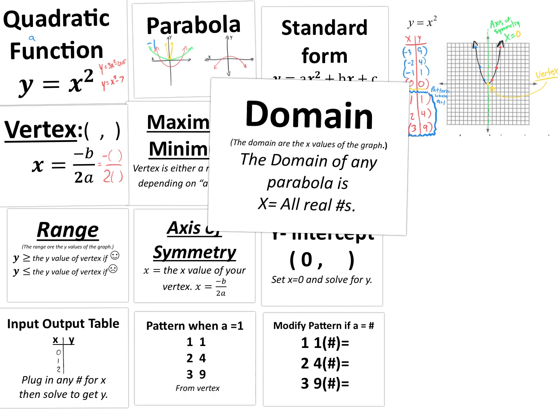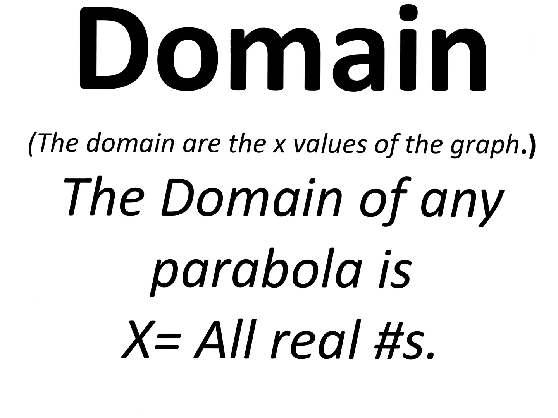The domain are the x values of your graph. It doesn't matter what kind of graph it is, in this case parabolas. The domain of any parabola, in this case, are your x values, and the domain of any parabola is going to be x equals all real numbers. It doesn't matter if the parabola opens up or if it opens down, if it's wide or if it's narrow, the domain will be x equals all real numbers because it goes to the left and to the right forever.